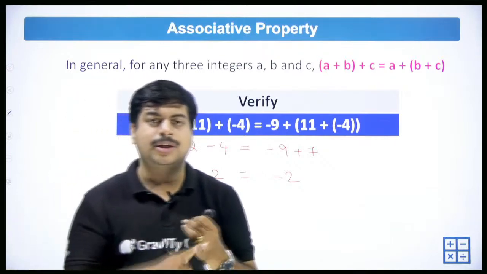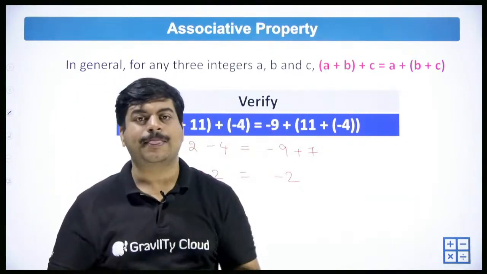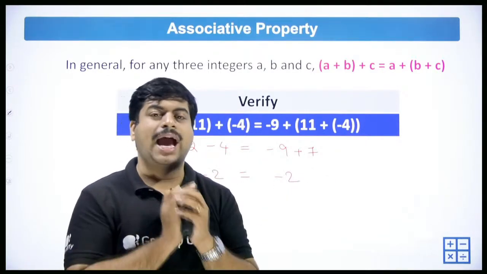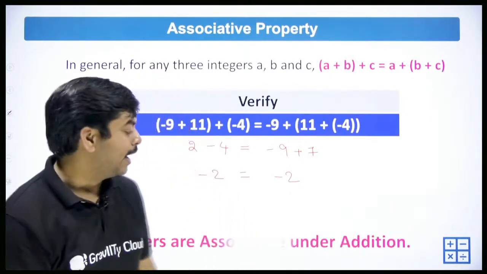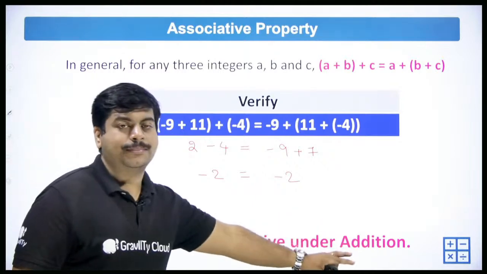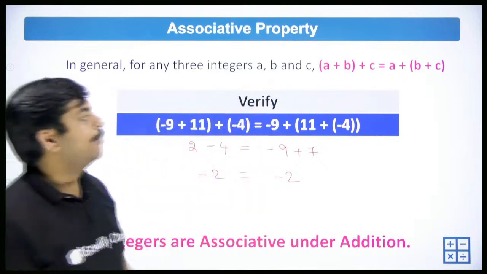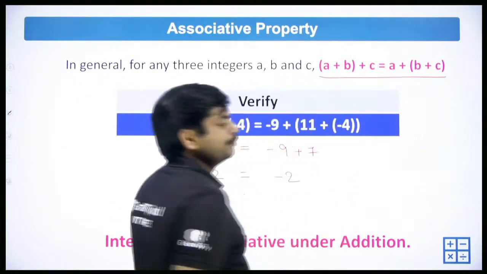It may be natural numbers, whole numbers, integers or rational numbers. Later we will discuss that. But in addition, no order is required. You can add in any way, and you will get the same answer at the end. So finally we can say that integers are associative under addition. Associative means that relation is valid: A plus B plus C is equal to A plus B plus C.